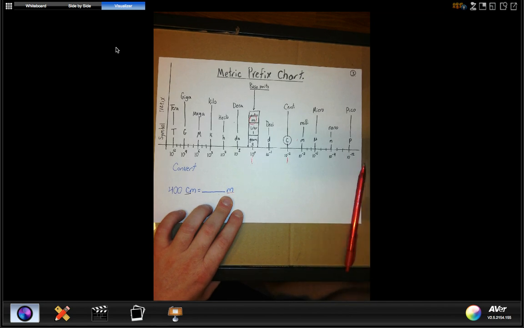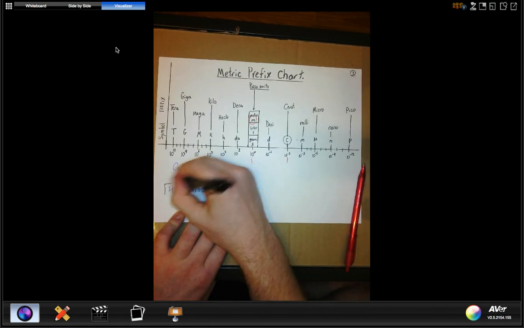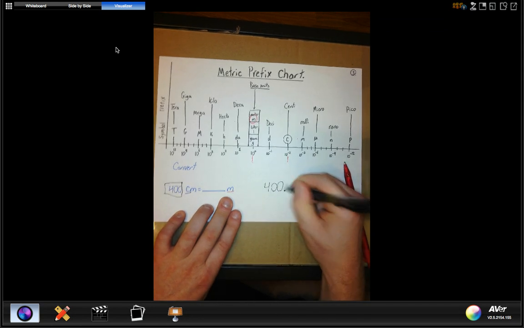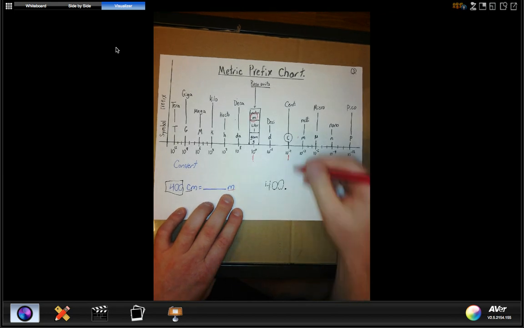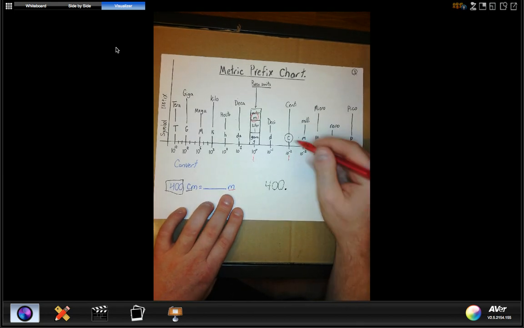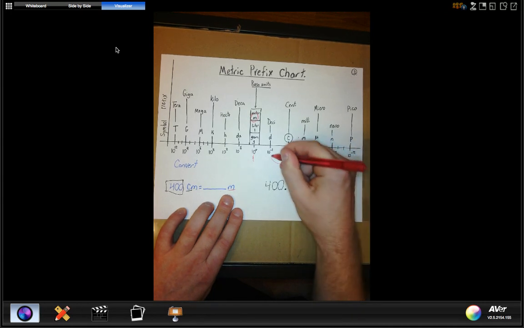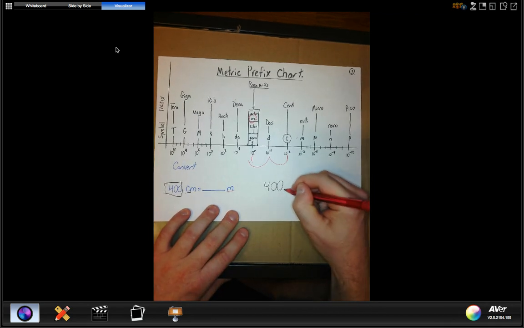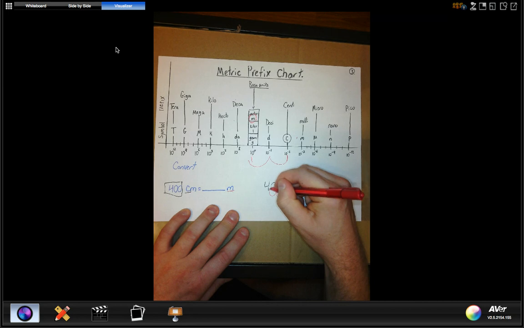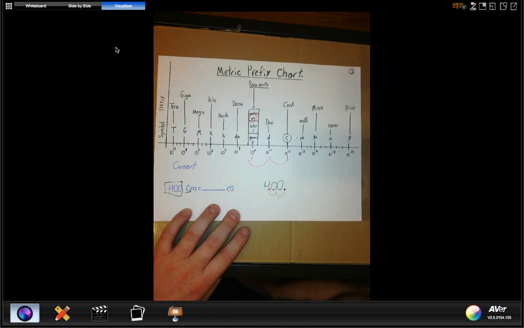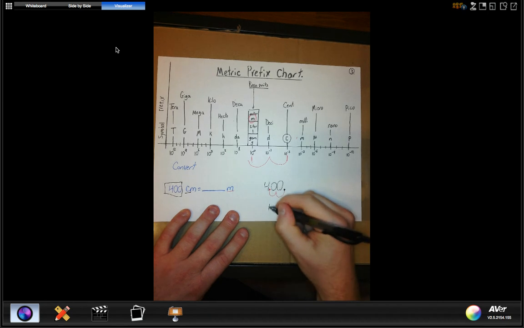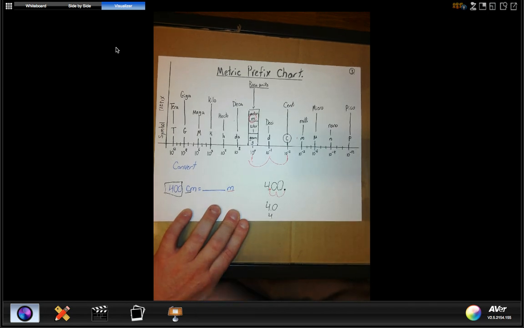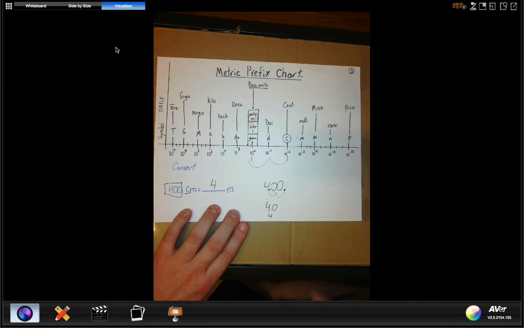Once again, I will write my given. I was given 400. At the end of 400 is a decimal point. If I go from centimeters to meters, I got to move it 1, 2 places, just like that. And I'll move this one 1, 2. That's where the new decimal point goes. 400 centimeters equals 4.0 meters, or just 4 like before, 4 meters.